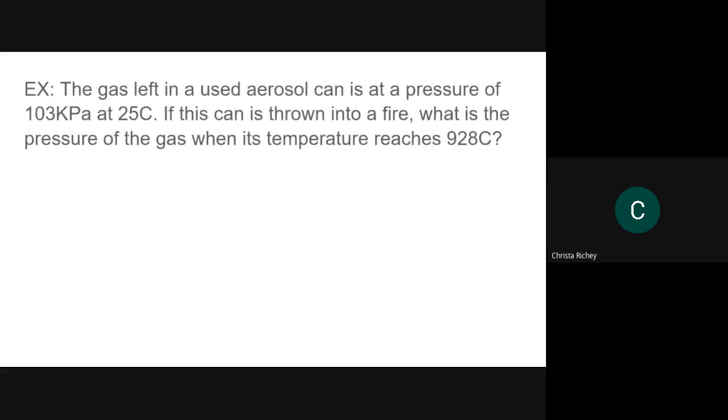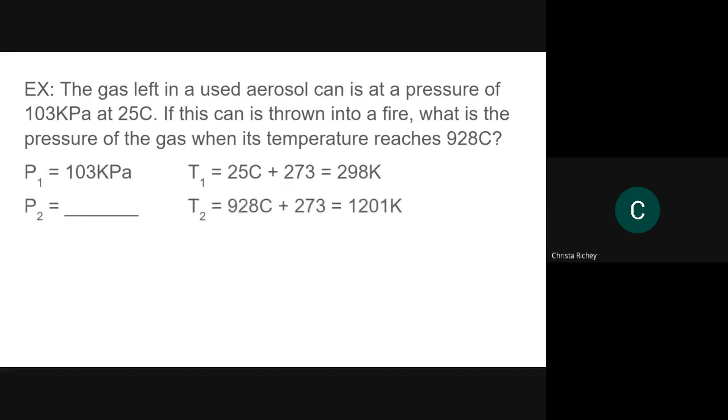All right, so this one will be Gay-Lussac's law. We've got pressure and temperature. In this case, we're solving for P2. We're not going to change it out of kilopascals, just the answer is going to be in kilopascals.